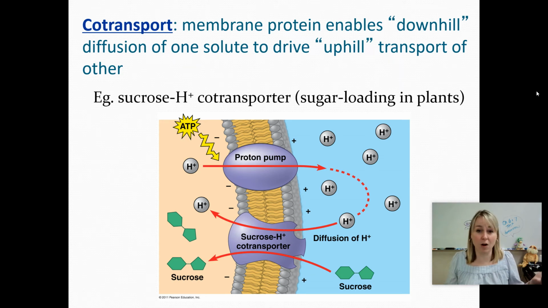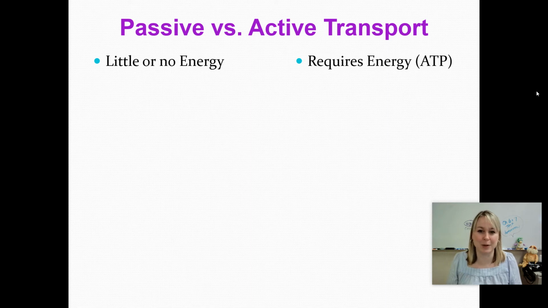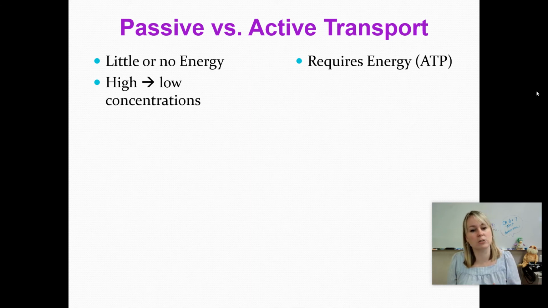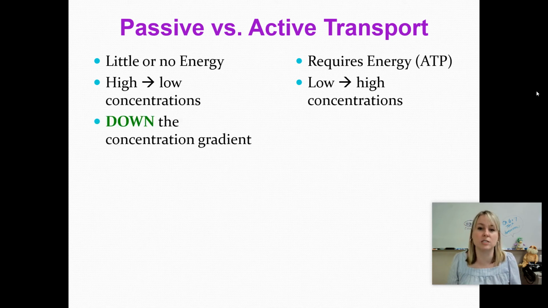Like in the fall right now, the leaves are storing excess sugar for the winter, and they're using co-transport to get that done. So in review, passive versus active. Passive transport requires no or very small amount of energy versus active requires ATP to move things. Passive moves molecules from high concentration to low concentration versus active, we're going against gradients.